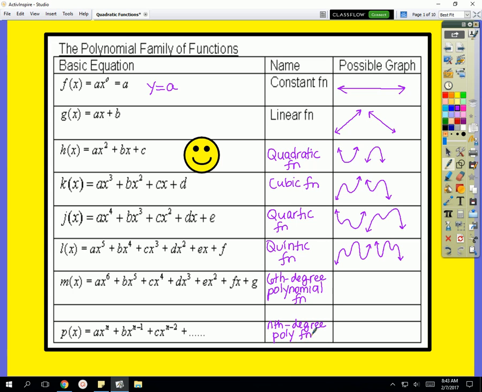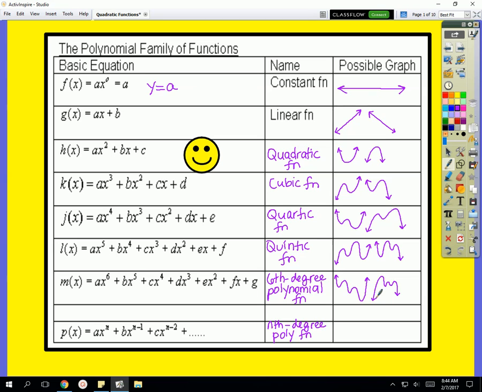So a 6th degree polynomial function, you know, is going to take 6 directions on the graph. So something like 1, 2, 3, 4, 5, 6. Or maybe 1, 2, 3, 4, 5, 6. And an nth degree polynomial function will take on n directions in general in your most basic form.